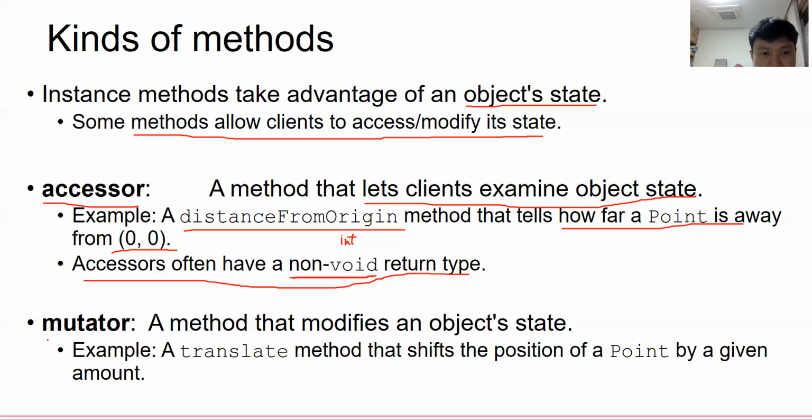The other kind of method is the mutator. A mutator is a method that modifies object state. Let's say we are using the translate. The translate method will shift the position of a point by a given amount. When you translate, you can use void, but don't forget any parameters if necessary. If you need to mutate or modify something, then you need to put the parameters. If no parameters, then maybe you want to modify some particular variables with a fixed value.